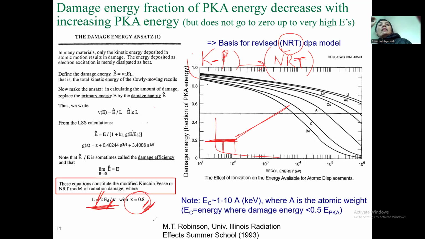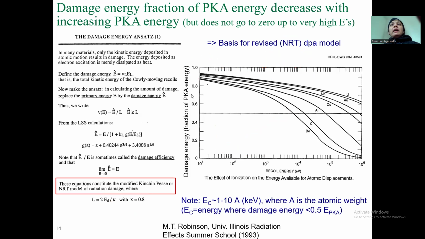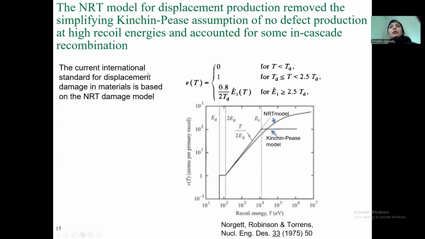They modified it. They thought that it will smooth it more. And then that becomes an NRT model. So from Kinchin-Peace to NRT. And I will touch base again on this. The main idea behind introducing you to NRT is mostly coming from there.